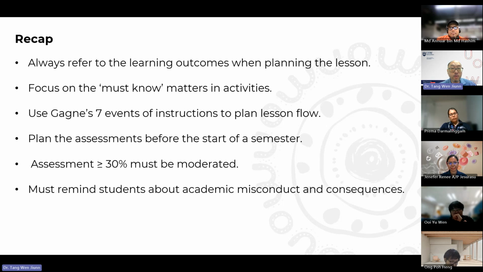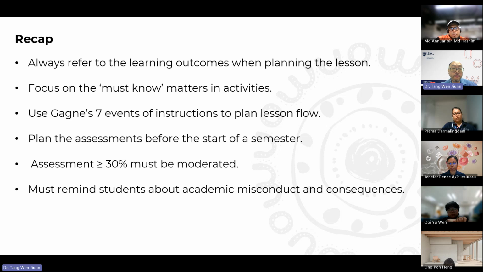All right, so basically that's the end of today's session. To recap what I've covered earlier, in terms of lesson planning, always refer to the learning outcomes when planning the lesson, and always focus on the must-know matters in the activity. The must-know here comes from the learning outcome. The Gagné's 9 events are a good start if you want to set the flow in your lesson delivery.